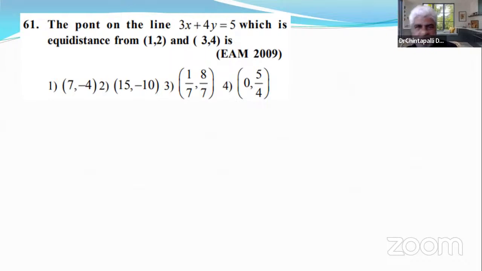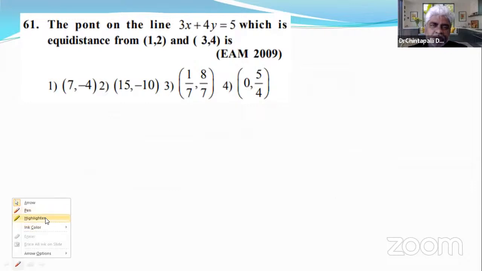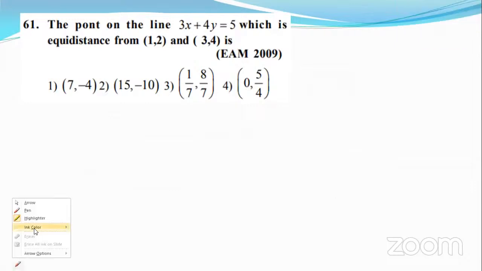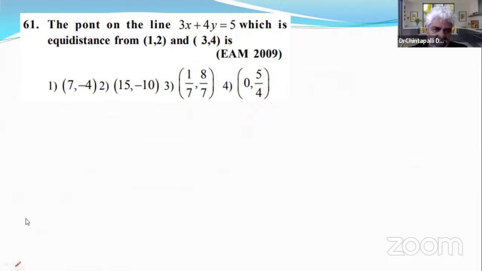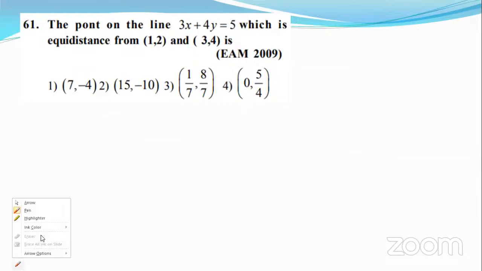First of all, I am asking you one question. Can you give an example for a point lying on the line 3x plus 4y is equal to 5? Say, is it (0, 0)? Does that work? Are you sure? No, sir. 3 times 0 is 0, so 4y is 5.